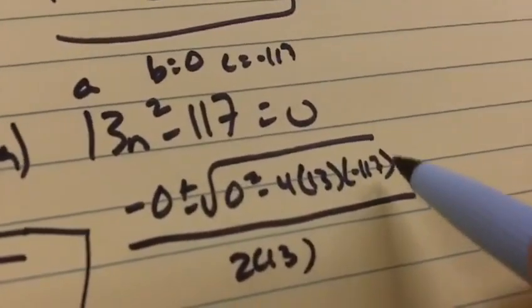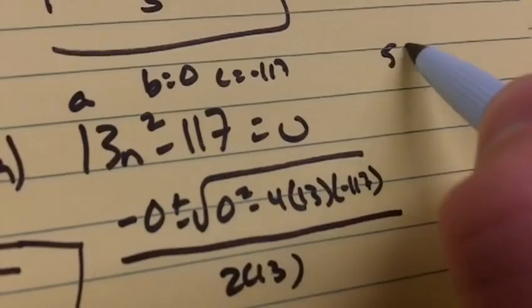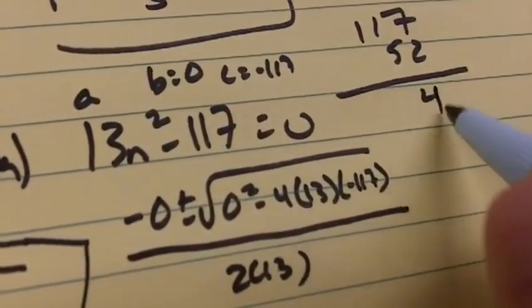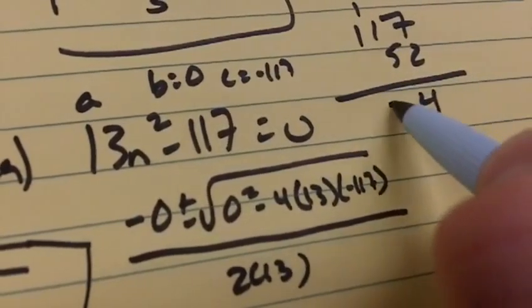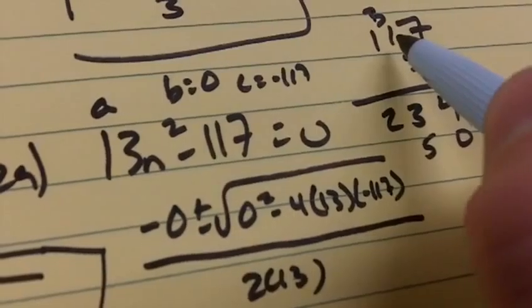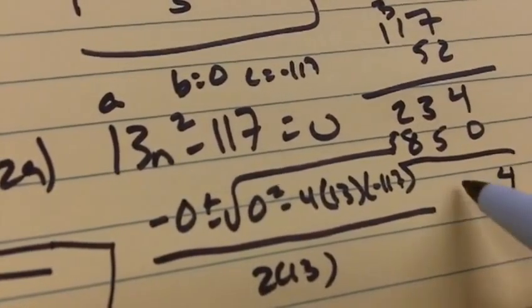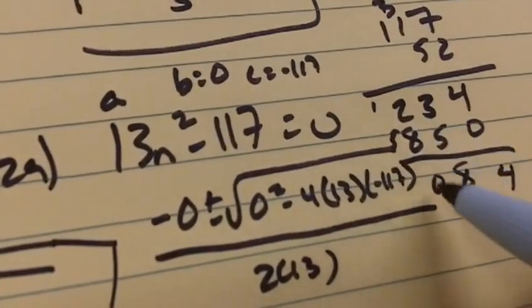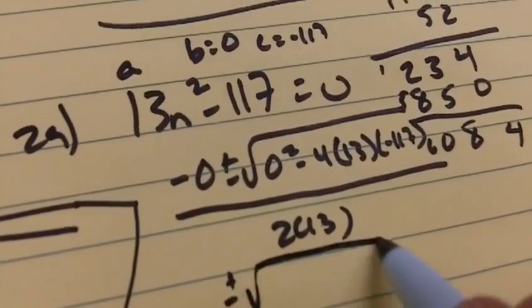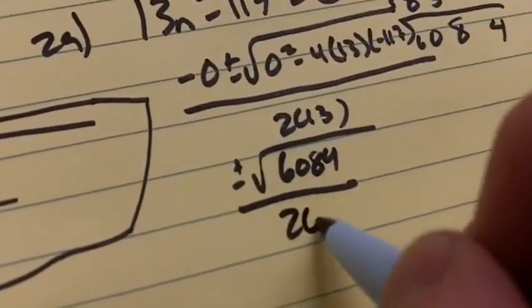So now we just got to figure out what this number is. 4 times 13 is 52. So I'm going to have to do 52 times 117, which isn't any kind of fun. That gives the square root of 6,084. So we get plus or minus square root of 6084 all over 26.